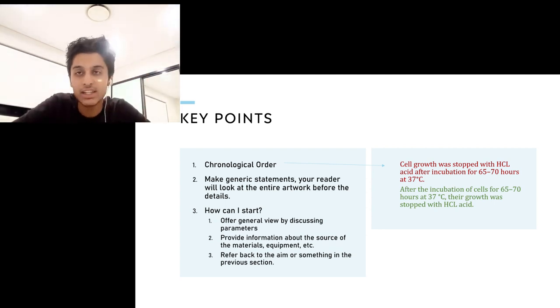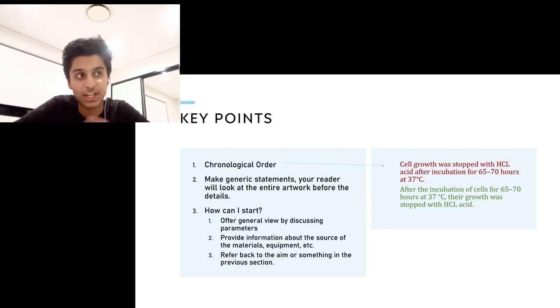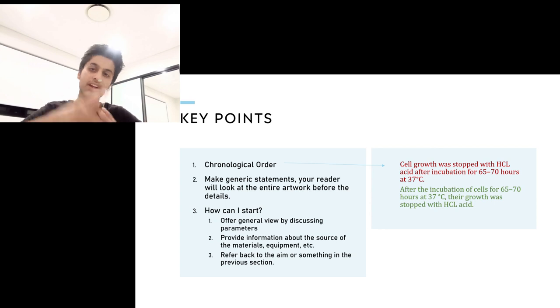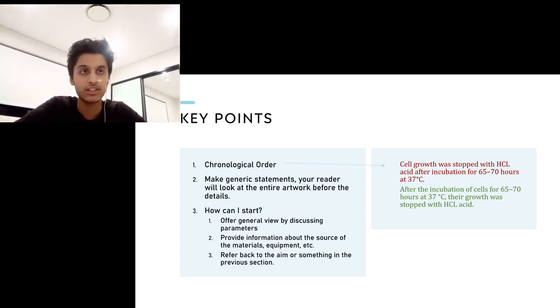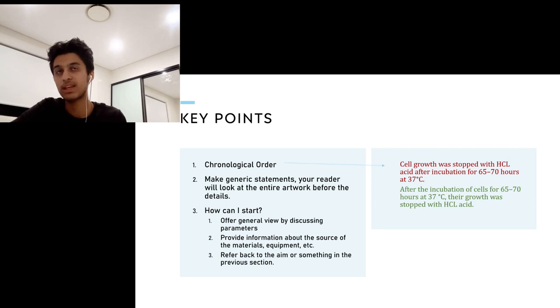So when you write your method, you want to make sure that you have it in chronological order as much as possible. So the green example: after the incubation of cells for 65 to 70 hours at 37 degrees, their growth was stopped with hydrochloric acid. Now, if someone's skimming that paper, they're going to understand everything because they're going to pick up the keywords and they're still going to be right. So first of all, make sure that it's in chronological order.